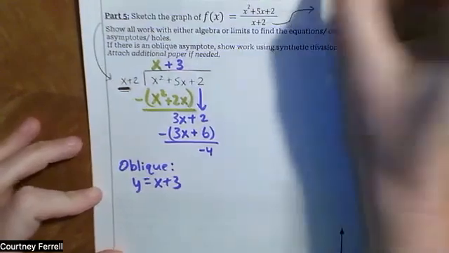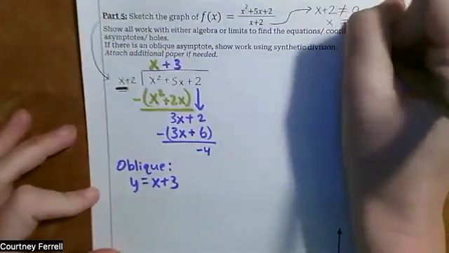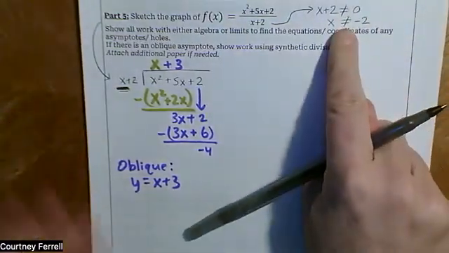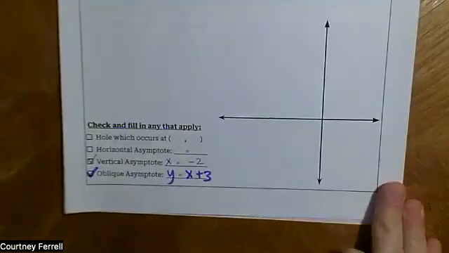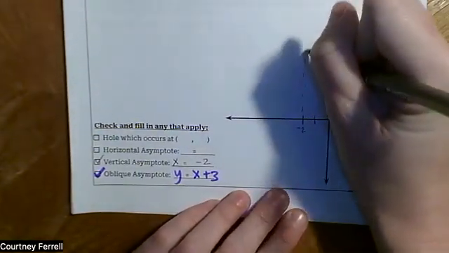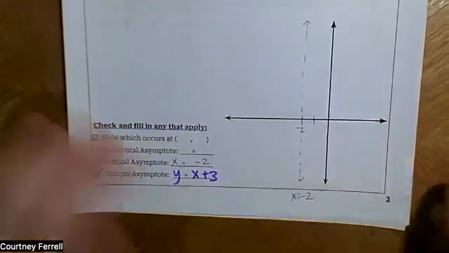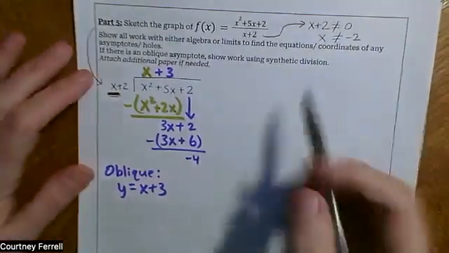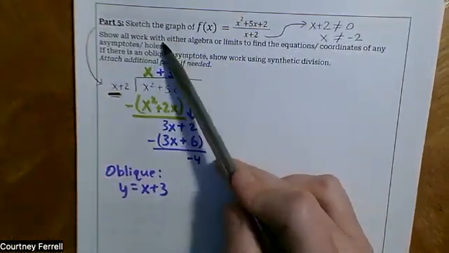One thing we didn't do yet is take the bottom and set up our restriction. X cannot be negative 2. So that is a vertical asymptote. So we're going to scroll on down. Vertical asymptote at x equals negative 2. And while I'm here, let me draw in my vertical asymptote. Okay, now it said to show any asymptotes or holes. I have an oblique, I showed it, I have a vertical, I showed it, there were no holes, so I don't need to show them.